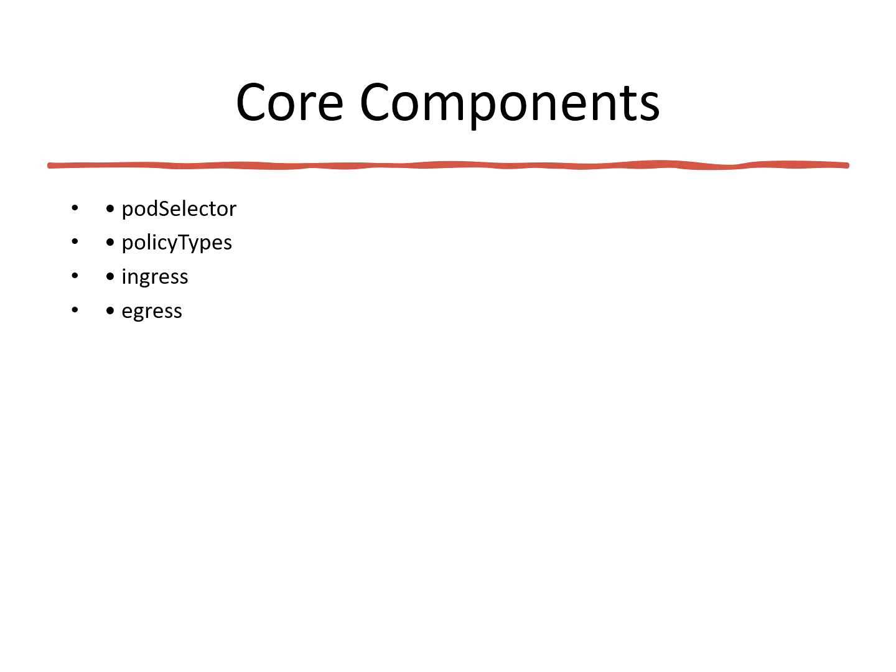We'll understand the core components of the network policy. First is the pod selector. This is used to tell Kubernetes to which pods the policy is going to apply. For example, apply this policy only to the backend pods. Second is policy types. First we select the pods using the pod selector, then the policy types.